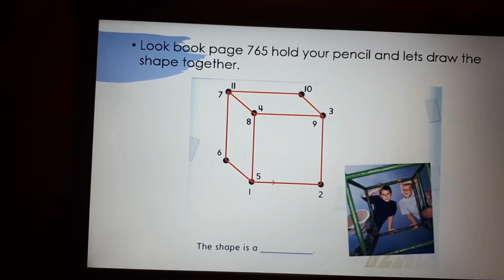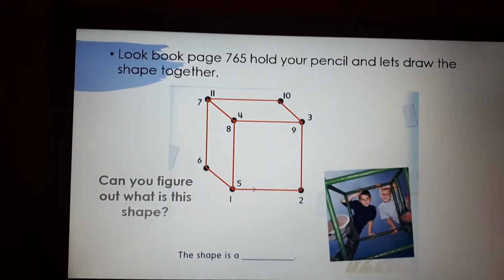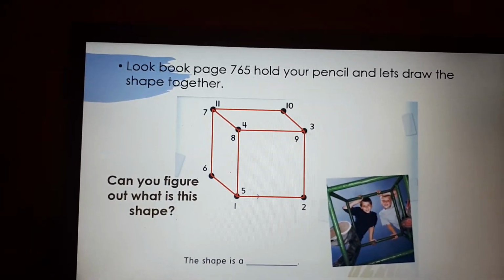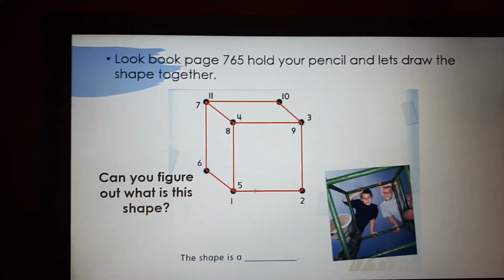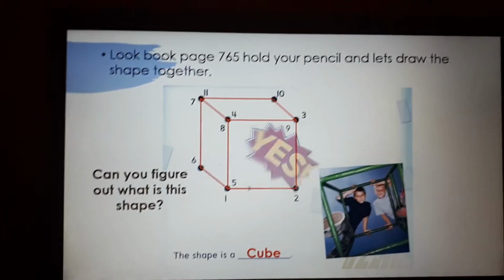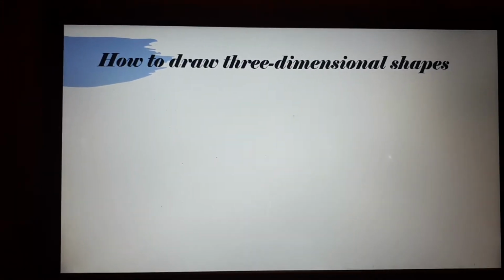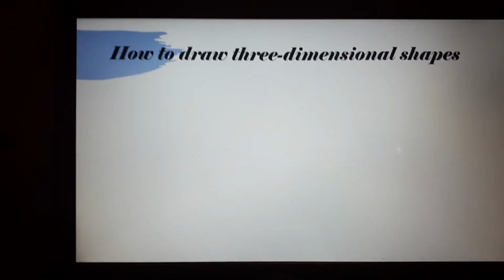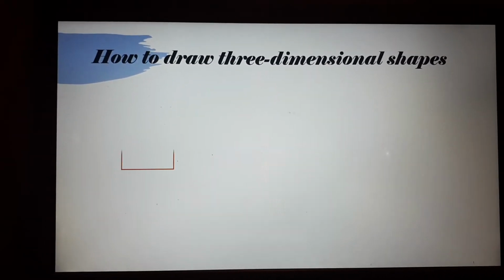Oh my God, I think that I know this figure. Who can figure out what this shape is? Yes, great job. It's a cube. Yes. Now, how to draw a three-dimensional shape? Let's draw together and count how many faces, edges, and vertices we have.